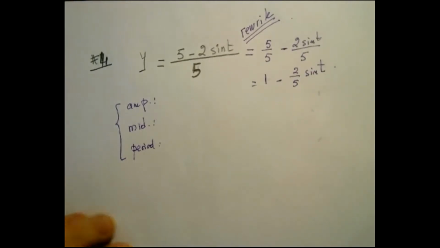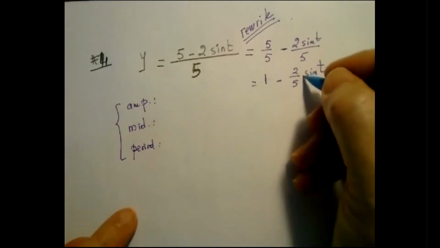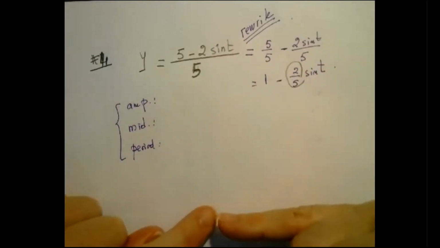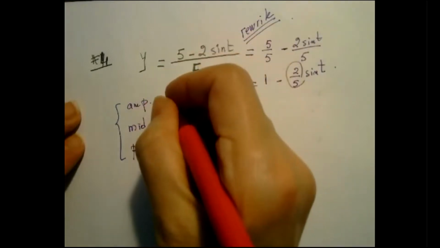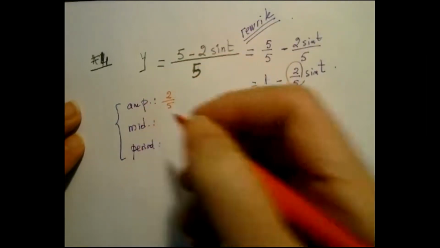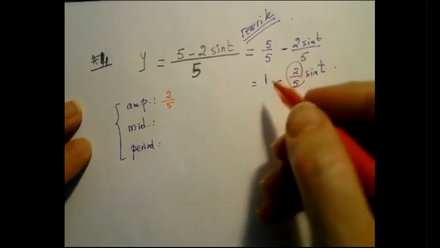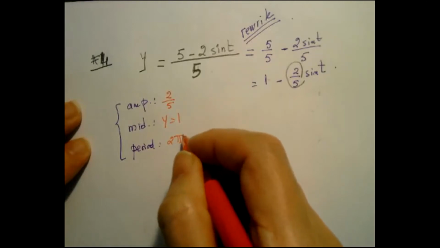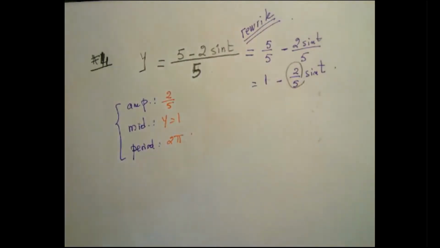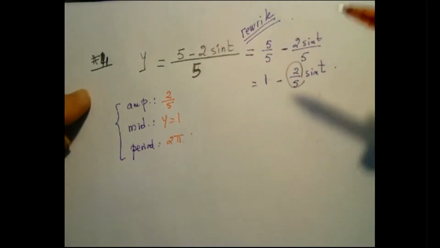And now we're fine. The amplitude is positive. The amplitude is the distance between the midline and the maximum value. So the amplitude here is going to be 2/5, so it's positive. Okay, and then the midline is going to be the line y equal to 1, and the period, as I say, is not changing, it is equal to 2 pi. Okay, so if it's given this way, we have to rewrite it into a more familiar way.